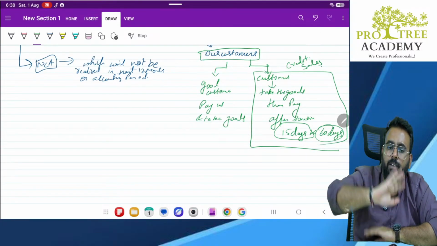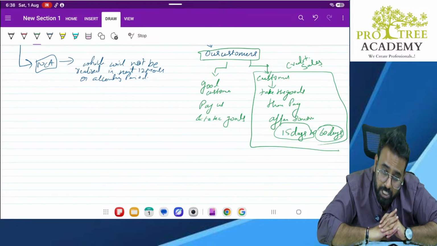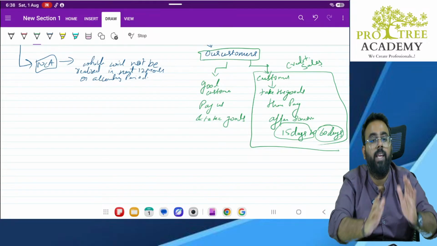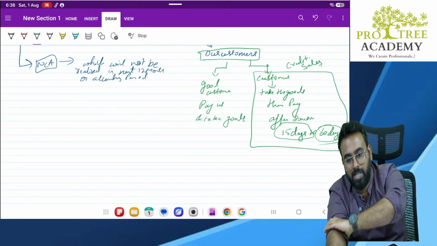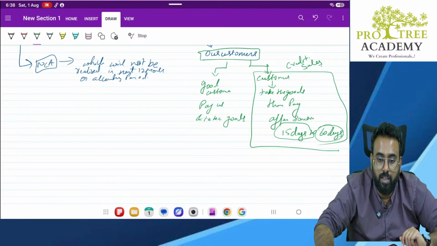Some person may come and give in 3 days only. Some people may come and give in 7 days. Some people may give on the 60th day. Some people may give you on the 45th day. But you will get money after the sale is done. That means you are selling to them on credit.